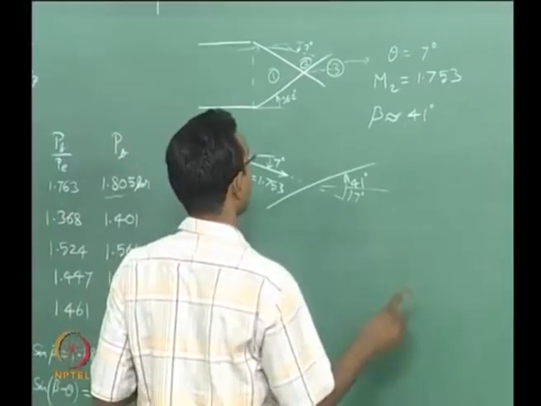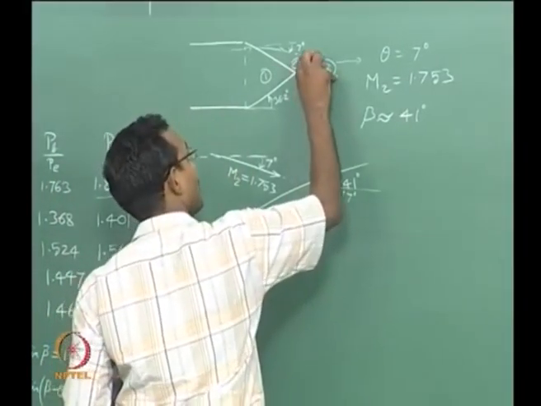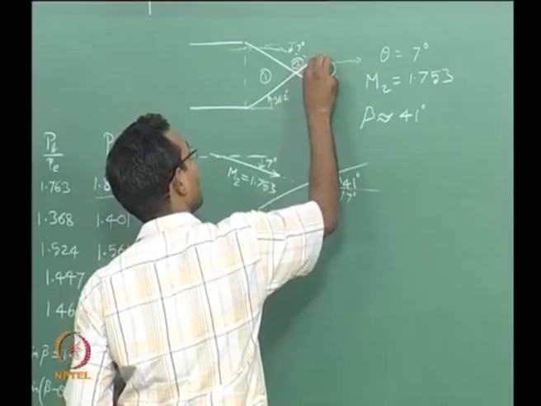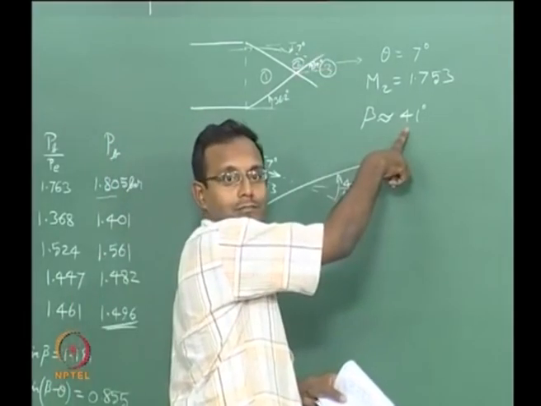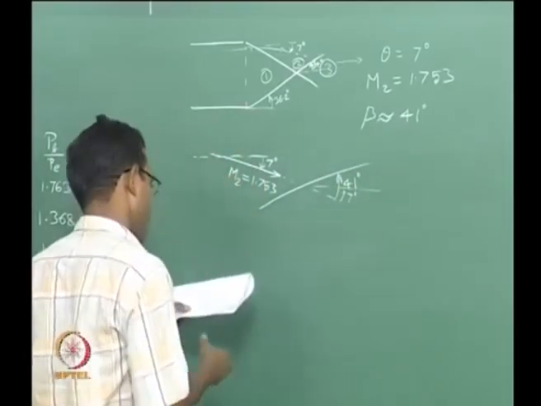Okay. So, actually if I want to draw the shock here, this angle is only 34 degrees, but what the flow sees is 41 degrees. Okay. Flow is seeing 41 degrees.